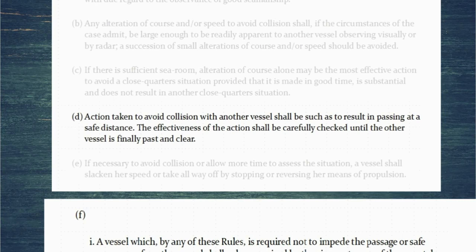So if you are ever asked at what point you can alter back to your original heading, the answer will always be once I'm finally passed and clear, straight out of Rule 8.